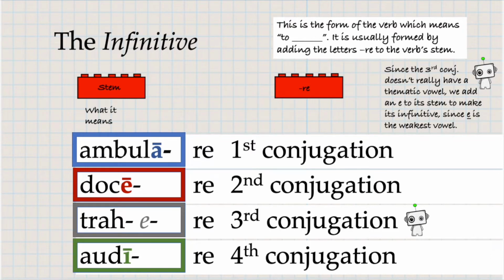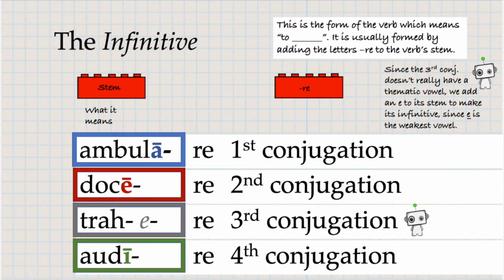And the third one, well, since the third conjugation doesn't really have a thematic vowel, we have to add a short E into there to make trahere. I should say it's a short E because short E is the puniest, feeblest little vowel around, and so it's easy just to slot it in there to help with pronunciation.